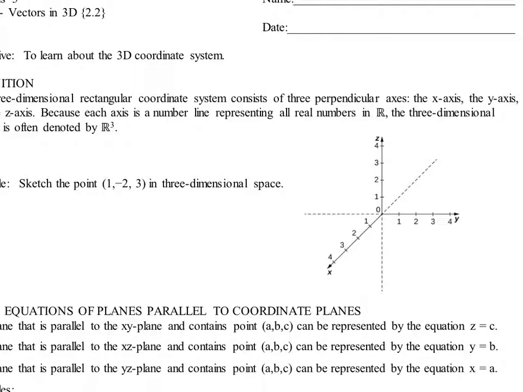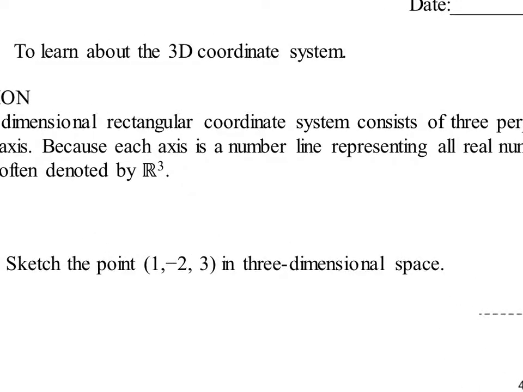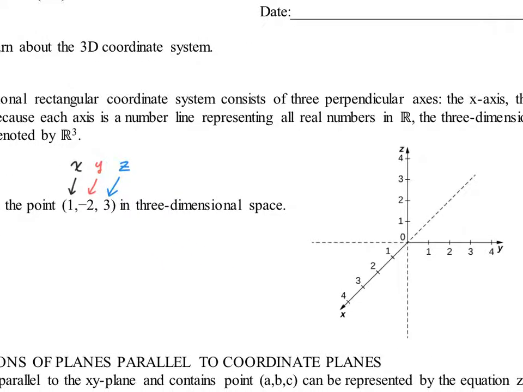The first value in an ordered triple is the x value. The second value is the y value. And you guessed it, the z value. So when you think of it that way, it's not too bad.